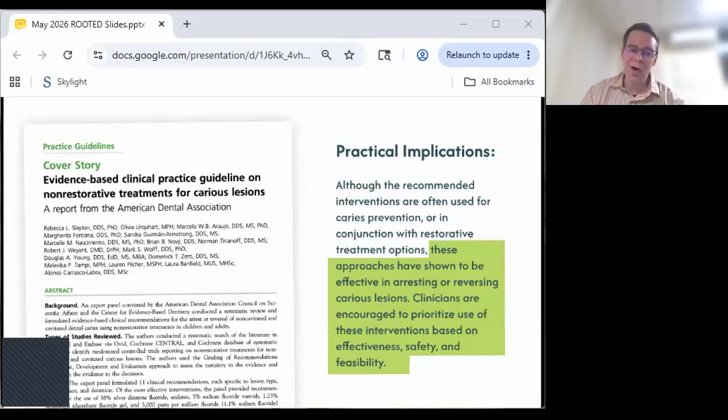This is not just crazy Johnny talking about this as well. This is from the ADA from 2018. They came out with guidelines on non-restorative techniques. I think right here, the practical implications are very important. It says, although the recommended interventions are often used for caries prevention or in conjunction with the restorative treatment options, these approaches have been shown to be effective in arresting or reversing caries lesions. We should be encouraged to prioritize use of these interventions based on effectiveness, safety, and feasibility. I'm doing exactly what the ADA told me to do based off all the evidence.